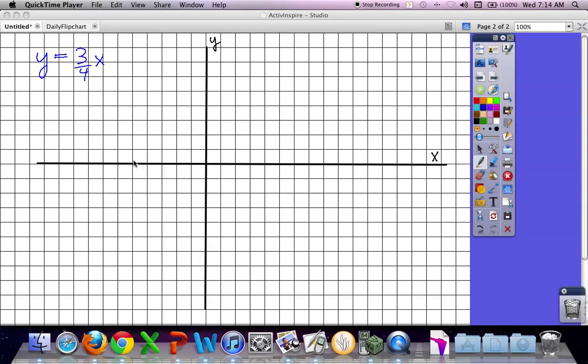This is example 1, check understanding 1A from the top of page 63. Okay, we're going to graph a straight line by plotting 2 points and then connecting those points to the line. In this case, our linear equation is y equals 3/4 x. We need to generate 2 points using that equation.